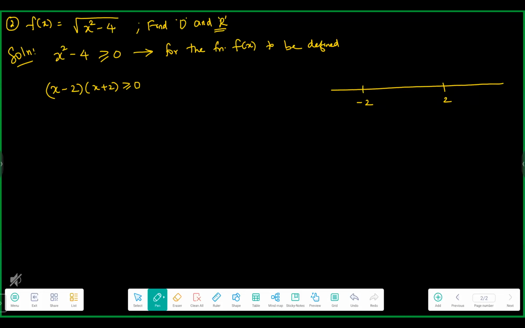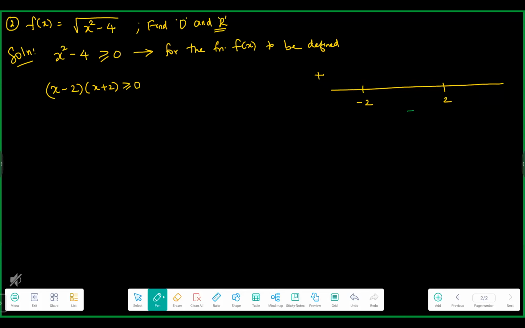So minus of minus is going to be plus. So what is the overall multiplication factor supposed to be? The multiplication factor should be positive, or it can be 0 also. Okay. So anything on the left of minus 2 is going to be positive. Between minus 2 and 2, if I substitute a value, let's say I'm substituting 0, 0 minus 2 is minus 2, 0 plus 2 is plus 2. So minus 2 into plus 2 is negative. So any value between minus 2 and 2, if I substitute, I'll get a negative value.